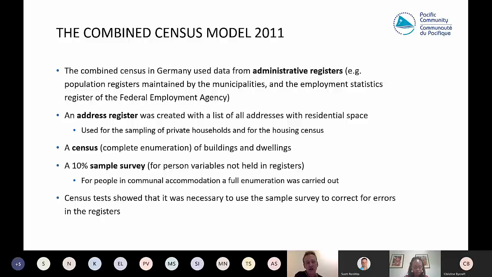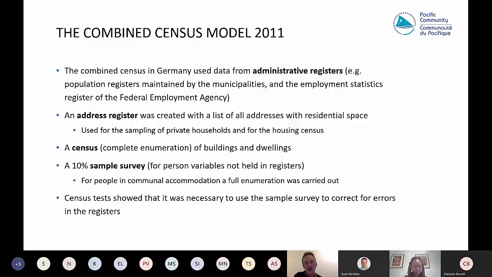They developed an address register. This was created just for the combined census, a list of all addresses with a residential space. And this was used for the next two parts of the process. For buildings and dwellings, there was a complete census carried out. It was largely postal based to capture information on the addresses and the characteristics of the addresses. And then a 10% sample of households, and that was to collect variables that were not held in the registers.